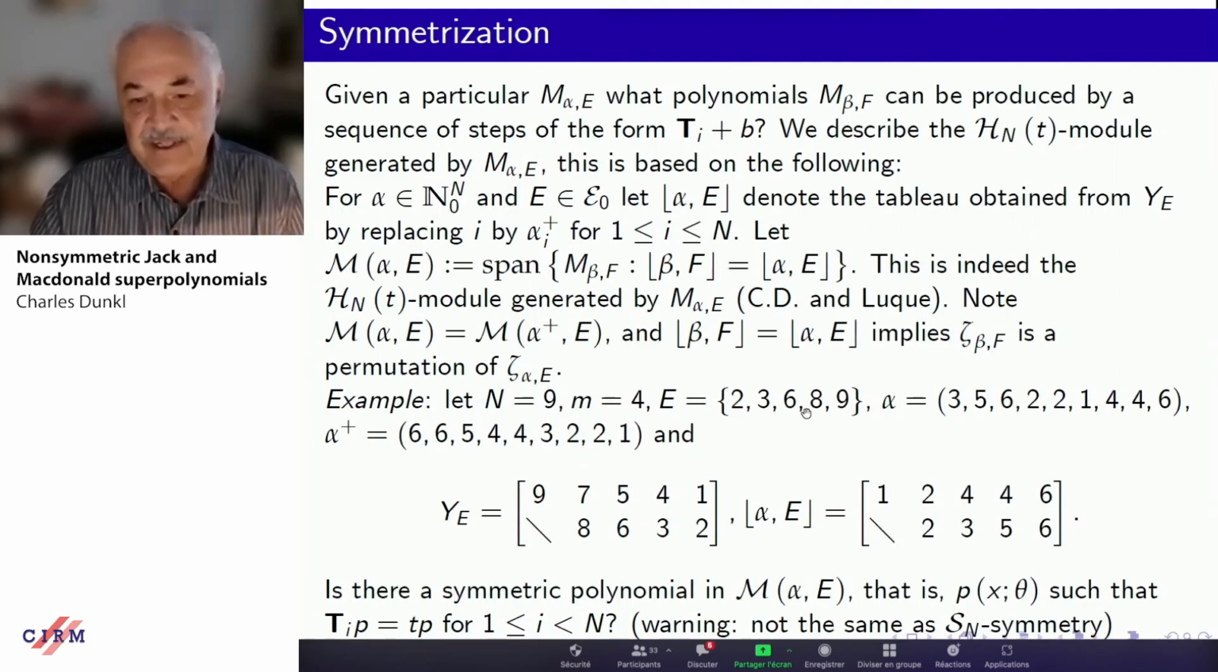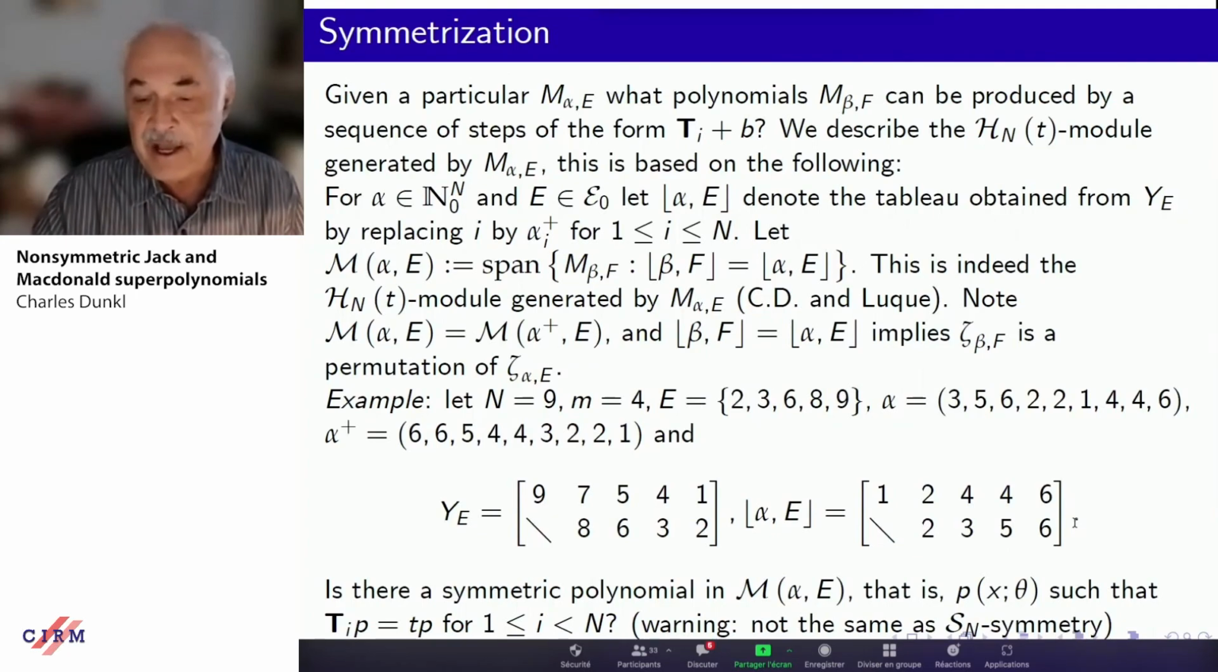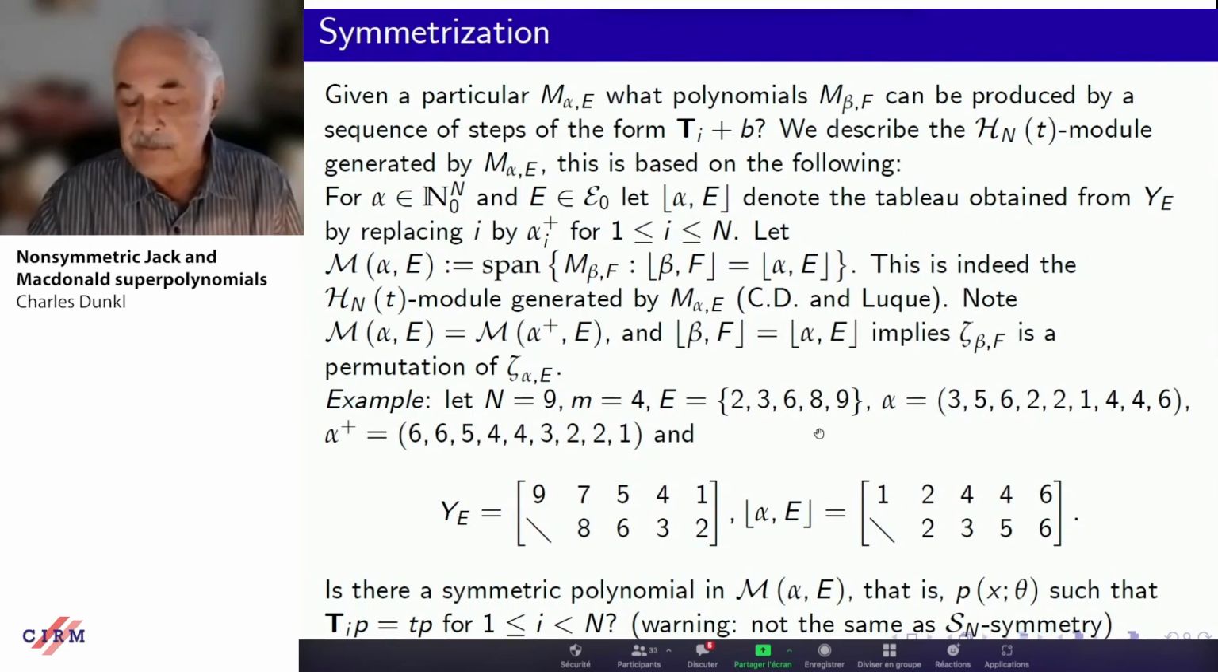Here's a set, 2, 3, 6, 8, 9. Here's a label, order alpha. This is the order. Then you write alpha into the tableau according to the content vector over here. So this is the thing called alpha E. That determines the module spanned by M alpha E, so that if beta alpha has the same tableau, then it's in the same module.